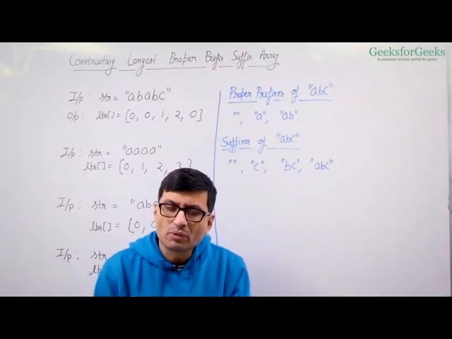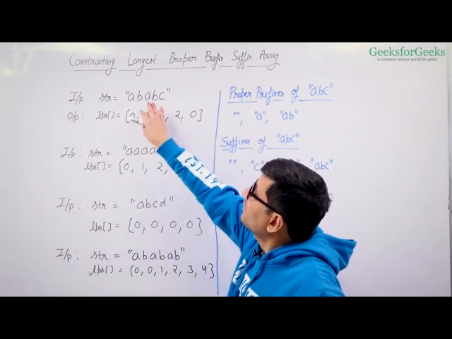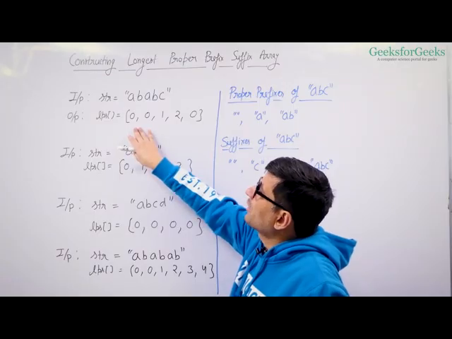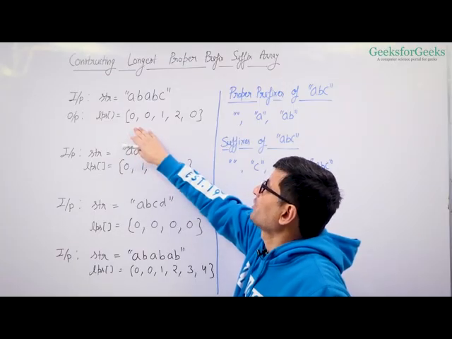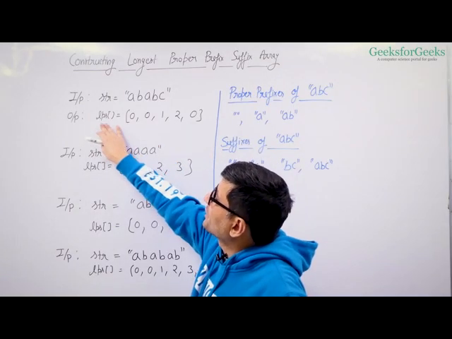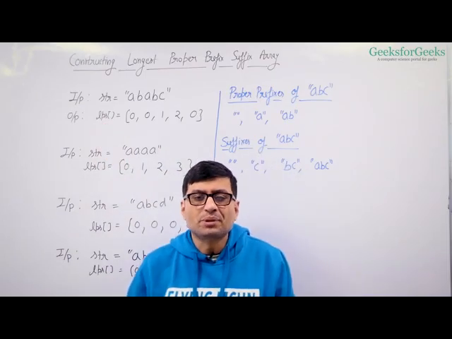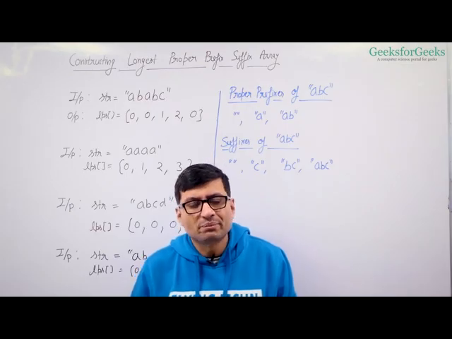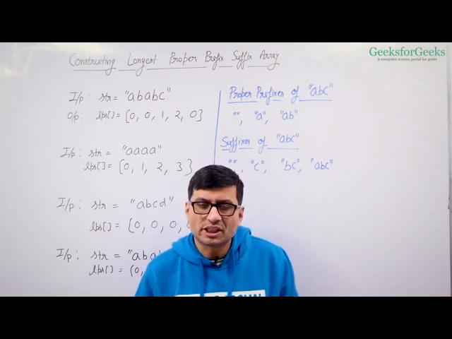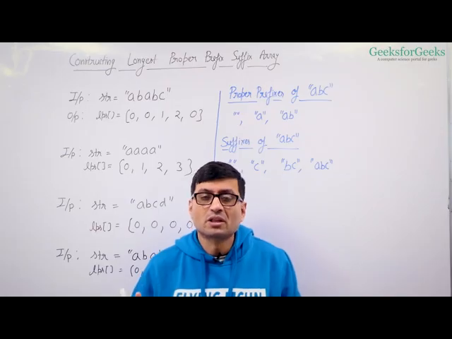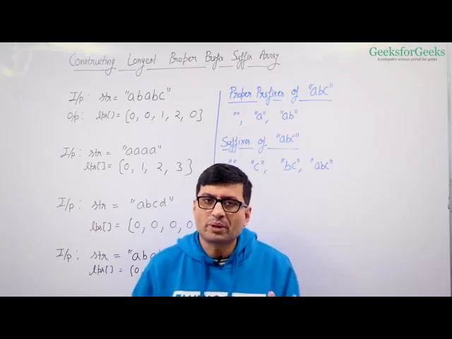Let us talk about this problem. We are given a string. We need to construct the longest proper prefix suffix array for this. We are calling it LPS here. This LPS array construction is a prerequisite for understanding the KMP algorithm. It's a pre-processing step in KMP. We first construct this LPS array for the pattern.